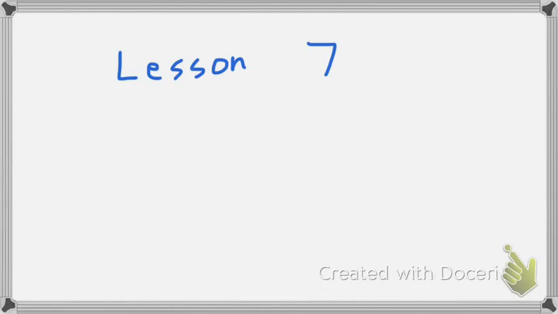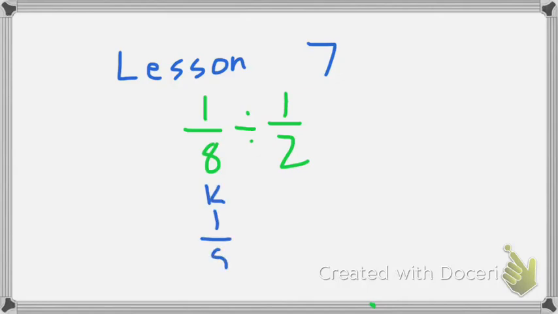Lesson 7, now we're going to just be multiplying or dividing fractions, two fractions instead of one fraction and one whole number. And the keep, flip, change, of course, applies to this as well. So 1/8 divided by a half. So we're going to keep the first fraction, flip the second fraction, and then we're going to change the sign. Now we can either multiply across or we can cross cancel.